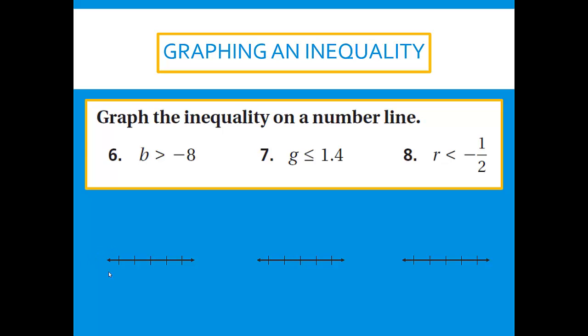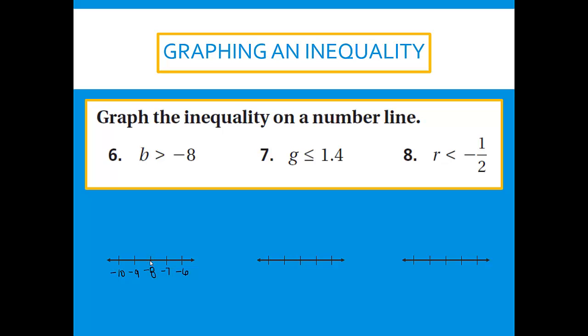So first we're going to go ahead and write our numbers on our number line. So we'll go ahead and start with negative 8 in the middle. And then going to the right, we would have negative 7, and then negative 6. And then from negative 8 in the middle, going to the left, we would have negative 9 and negative 10. Since our symbol is greater than, we will have an open circle at negative 8.